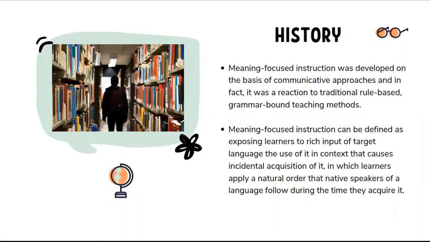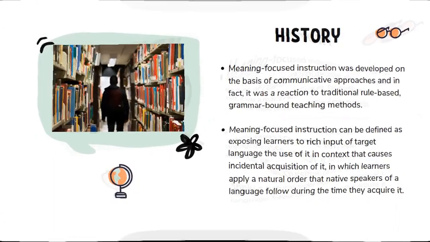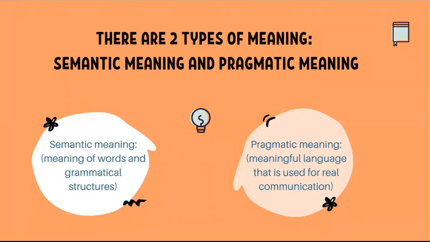Its goal is exposing learners to rich input of the target language through context that causes incidental acquisition of it. As a result, learners will apply a natural order that native speakers of a language follow during the time they acquire it. In this principle, we found two types of meaning. The first one is the semantic meaning, and the second one is the pragmatic meaning.